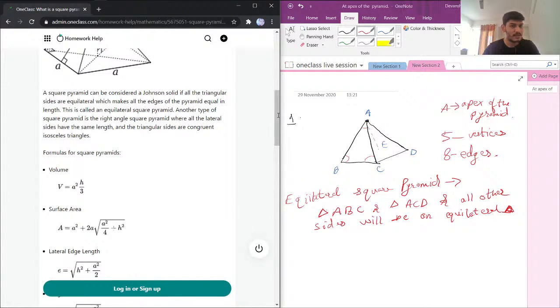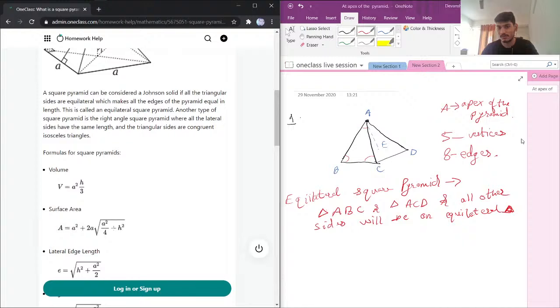Now a square pyramid can be considered a Johnson solid if all the triangular sides are equilateral, which makes all the edges of the pyramid equal in length. So basically, if all the triangles are equilateral, then all the sides will be equal. This is called an equilateral square pyramid. Another type of square pyramid is the right square pyramid, where all the lateral sides have the same length and the triangular sides are congruent isosceles triangles.